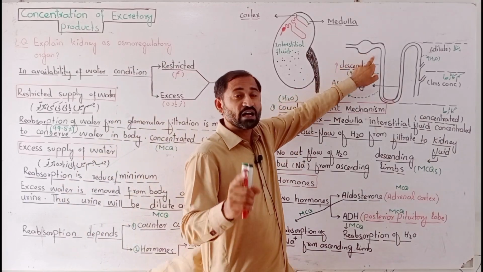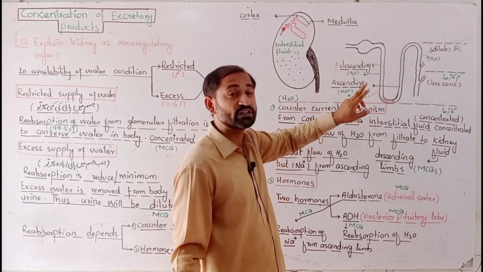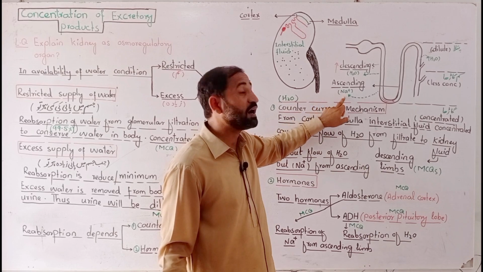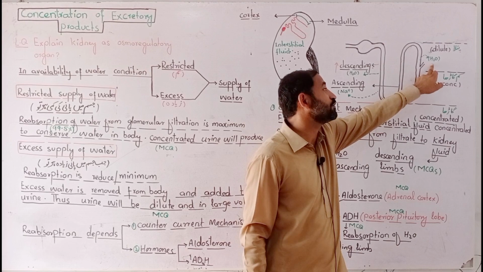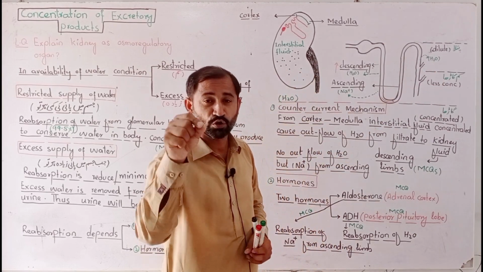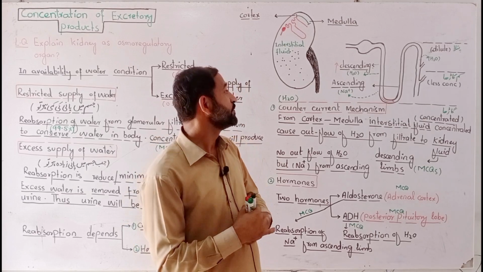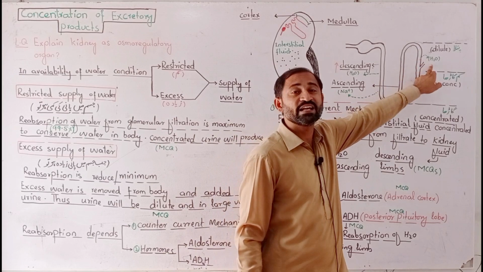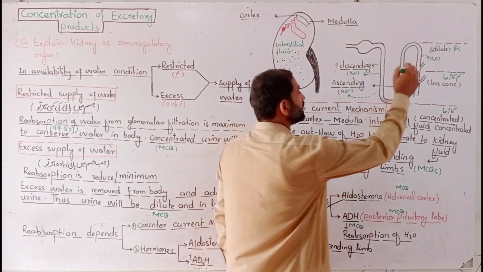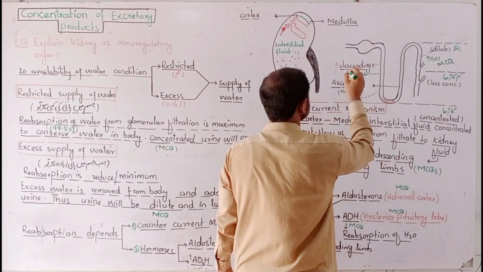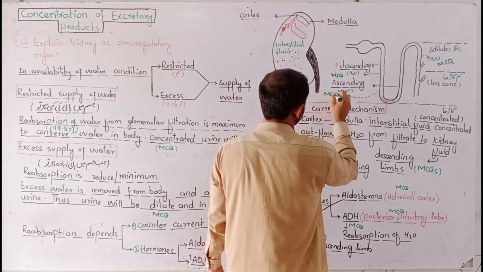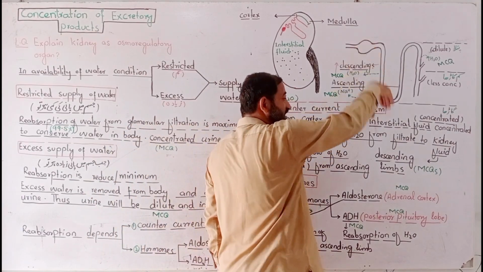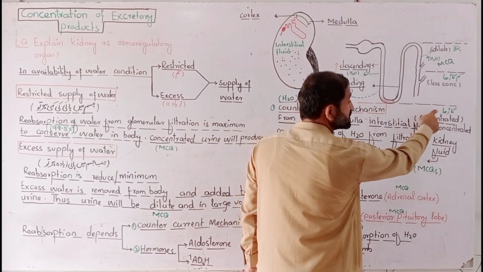So in this diagram, first of all, label this diagram in your textbook along with these signs: in the descending limb, water is reabsorbed. In the ascending limb, sodium ion is reabsorbed. In the collecting duct, water is reabsorbed. Write these hints on your diagram in your textbook: descending limb reabsorbs water, ascending limb reabsorbs sodium ion, whereas collecting duct reabsorbs water. So all these are also MCQs.